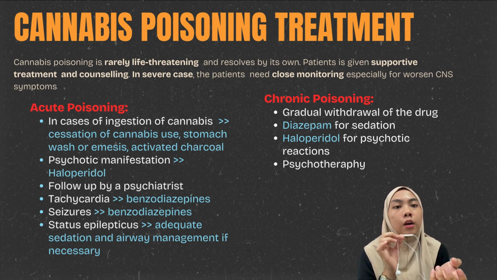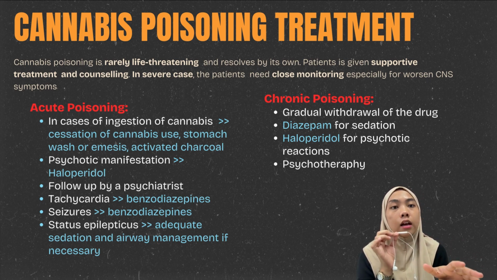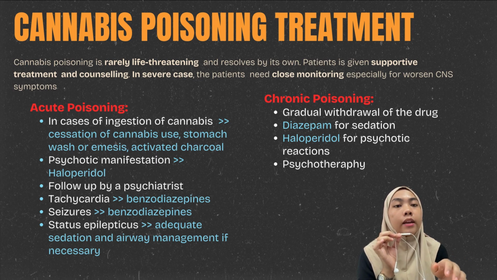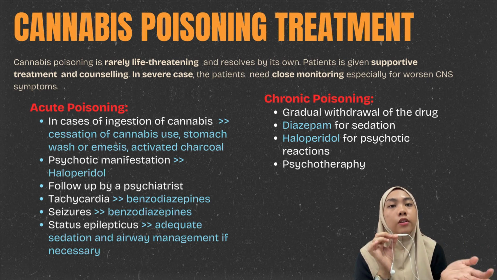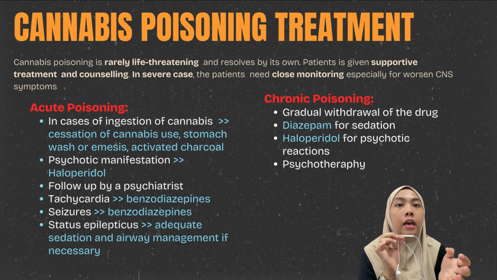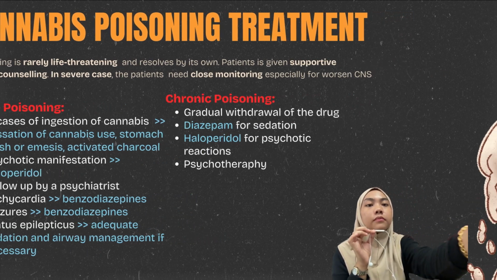For chronic poisoning, we cannot just simply cease the cannabis use just like that. We need to gradually reduce it because it will cause more irritability to the patient and make the symptoms worse. If the psychotic behavior is too much or the aggression is uncontrollable, the patient will be given diazepam. And if there is also a psychotic reaction, he or she will be given haloperidol and also psychotherapy treatment. That's all. Thank you.